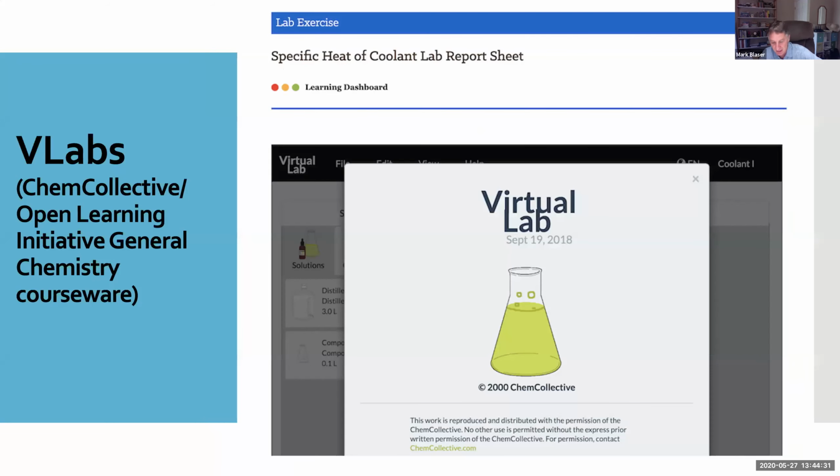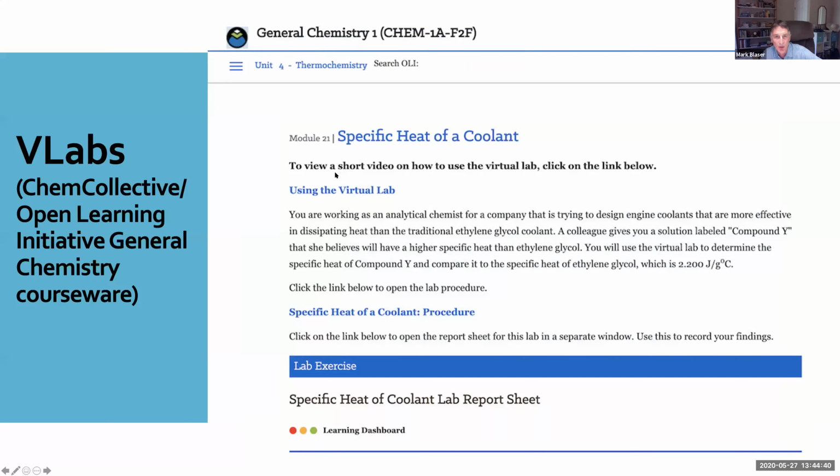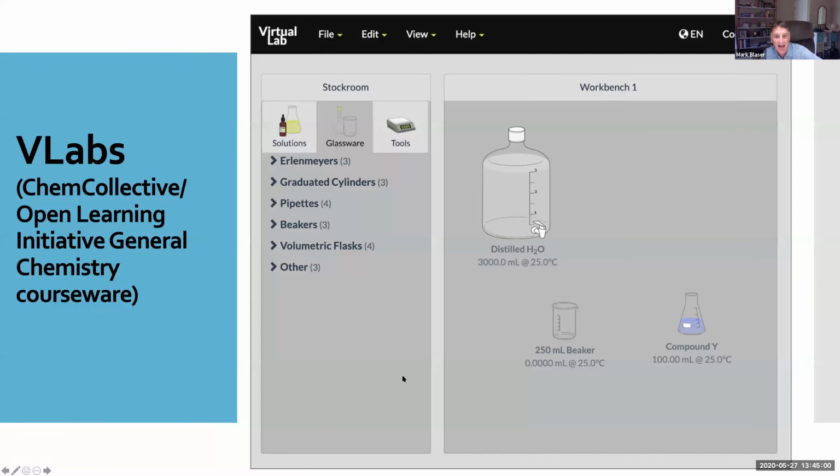The virtual lab itself looks kind of like the previous, the ChemLabs. It's the same essential idea, but it's got a little different look. I'm just going to show you a fairly simple specific heat of a coolant virtual lab using this platform, and this happens to be embedded in the general chemistry courseware, the OLI courseware. So there's a little problem. You're designing engine coolants and you're looking at heat dissipation, and you have water, you have this compound that you're testing. Of course, you have access to flasks and beakers and graduated cylinders and pipettes, etc.